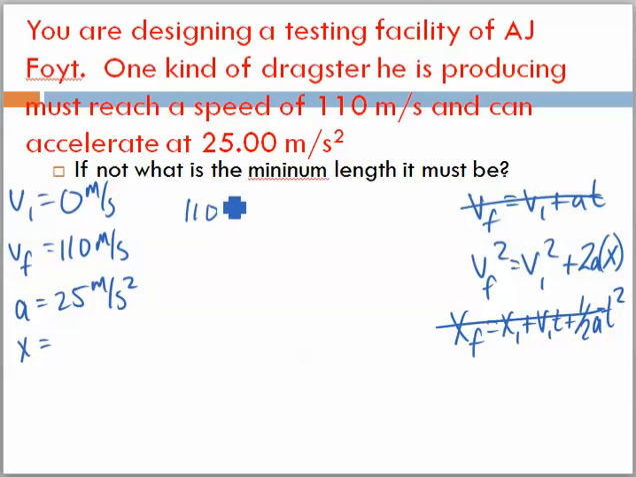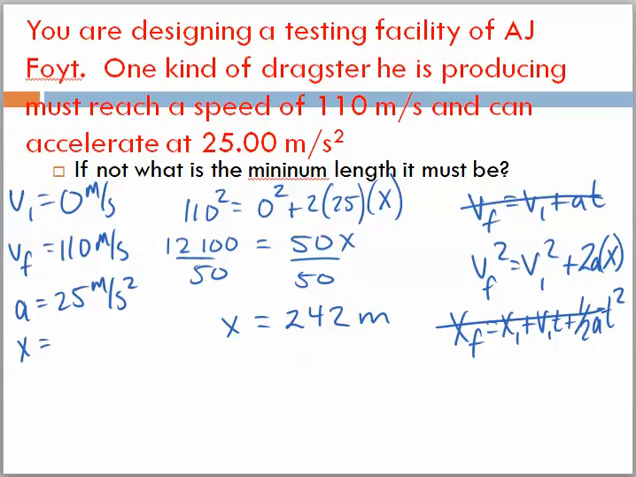So we're going to get 110 squared equals the initial velocity, which is 0 squared. You're going to learn to love zeros, plus 2 times 25, and then what does this new length have to be?